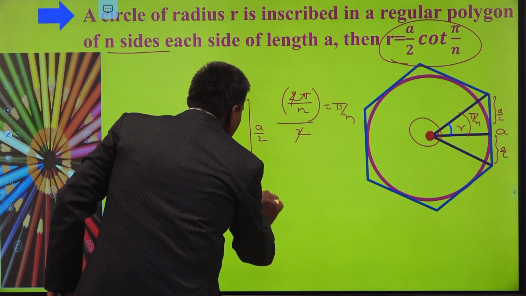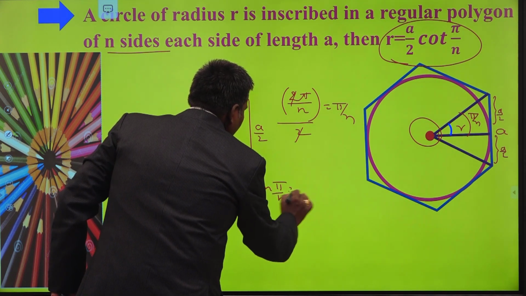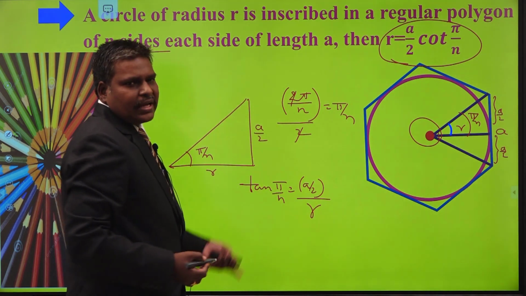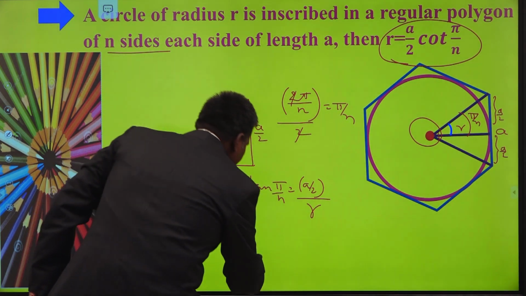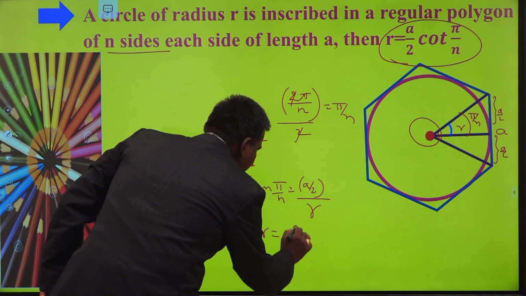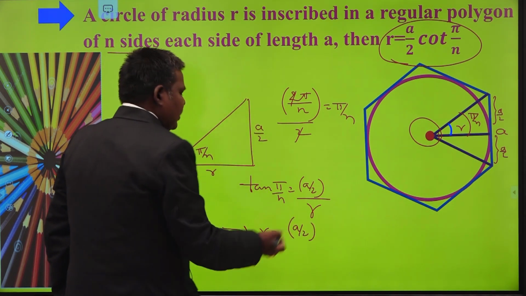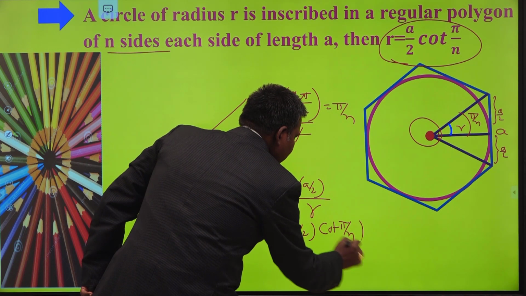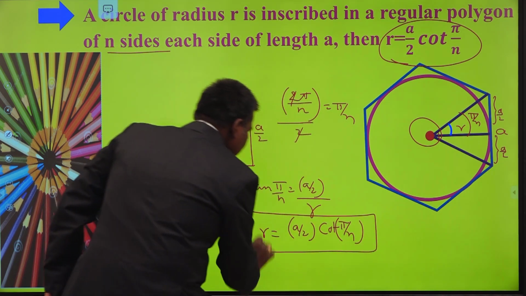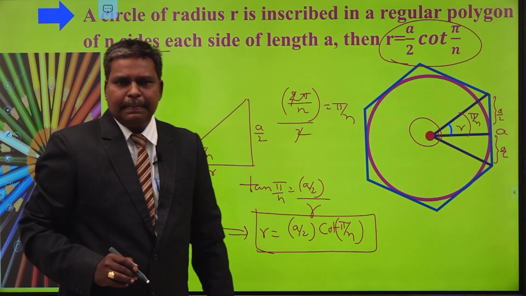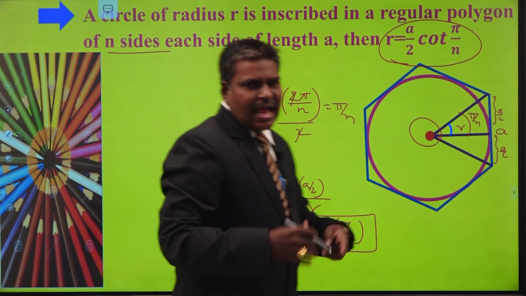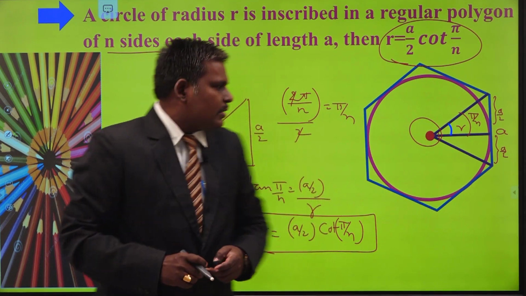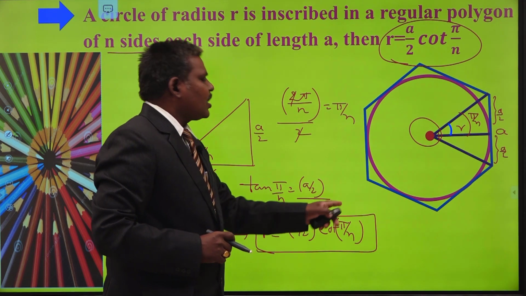Tan pi by n is equals to a by 2 by R. From this, can you calculate the value of R or not? Yes, you can easily find the value of R. R is equals to a by 2 by tan pi by n. If it comes to the numerator, that is cot pi by n. So, R is equals to a by 2 cot pi by n. Your circle is inscribed in your regular polygon of n sides, each side of length a units, then the relation is R is equals to a by 2 cot pi by n.